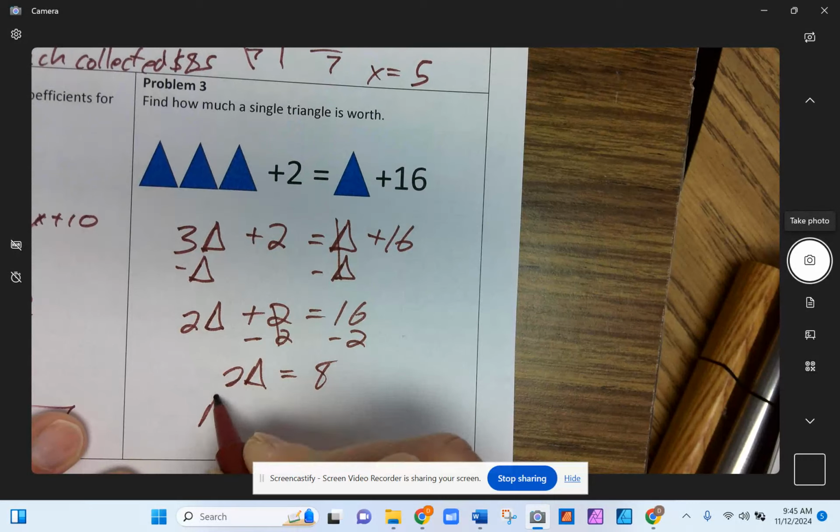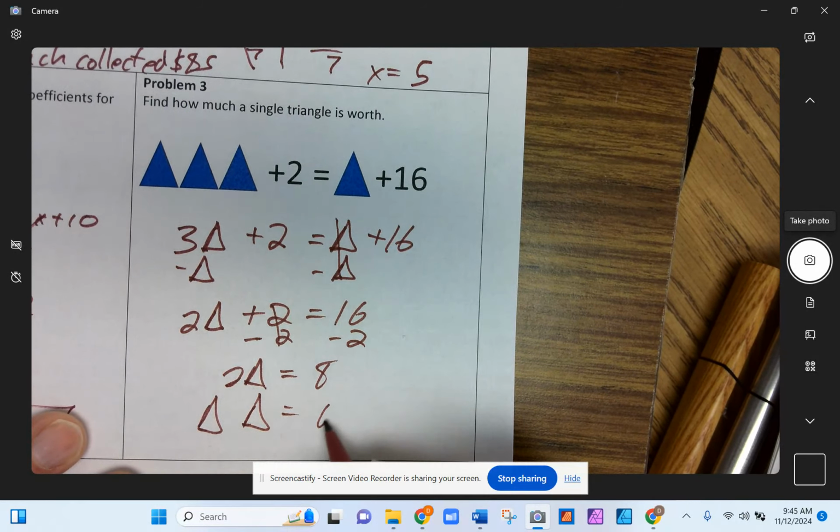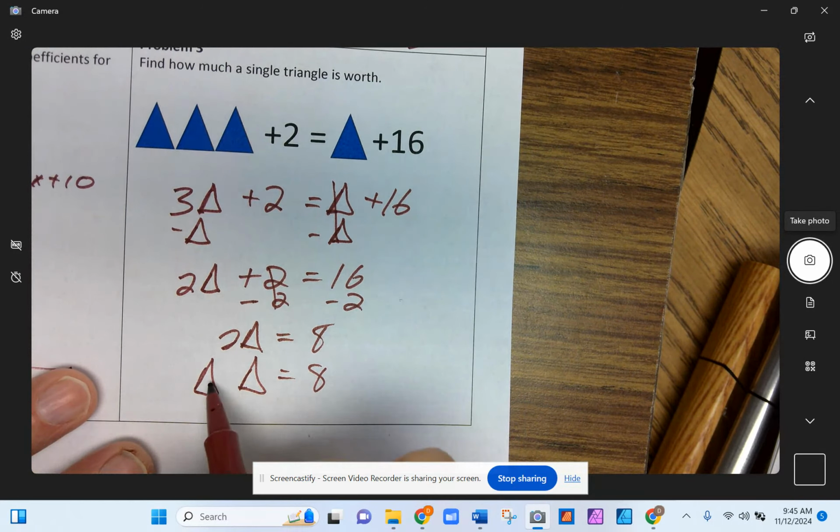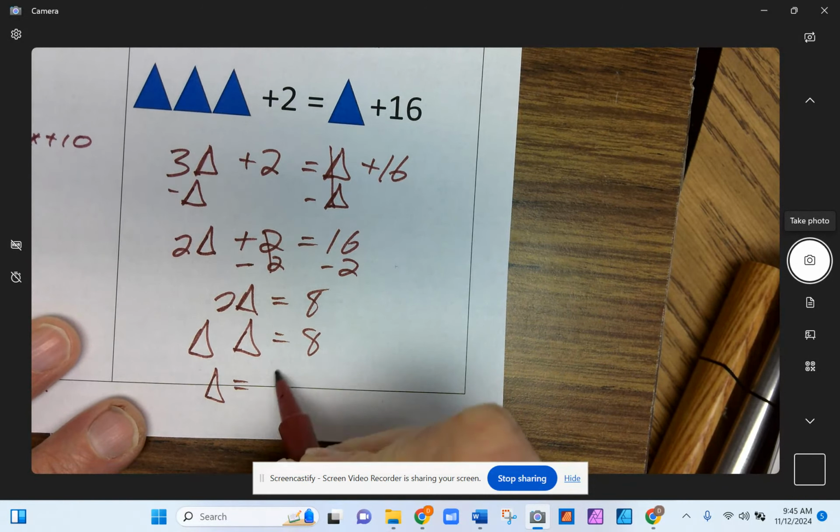Now at this point, I'm going to break it down. I'm just going to say I have literally 2 triangles right here, right? If I'm adding them together, that just gives me 4 and 4. So 1 triangle is 4.